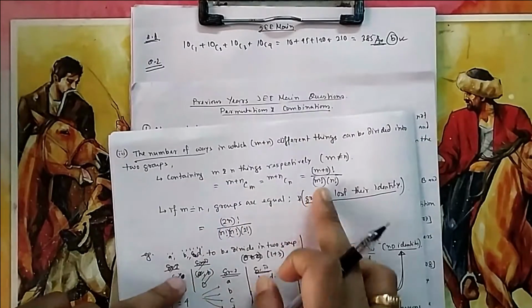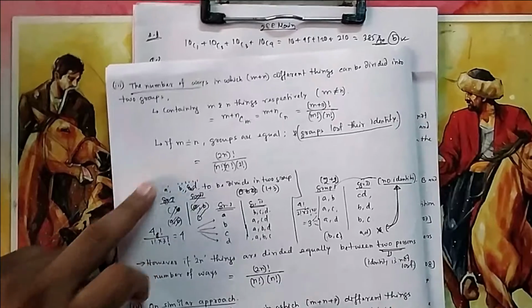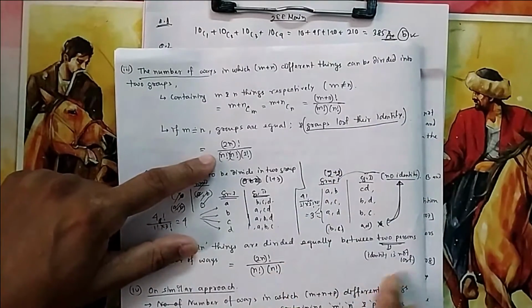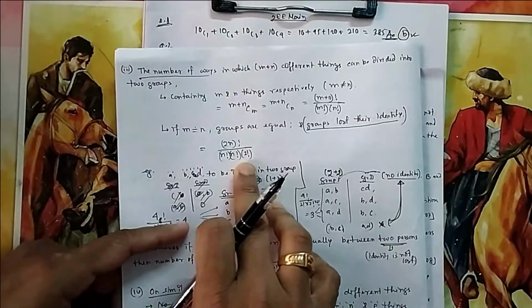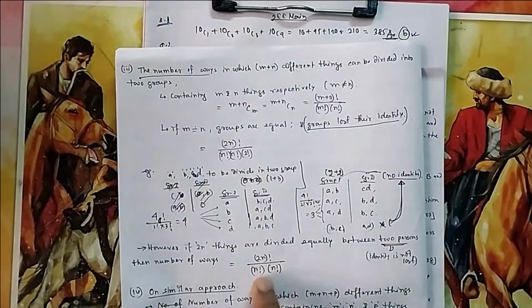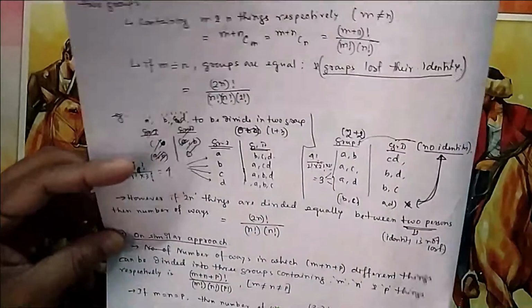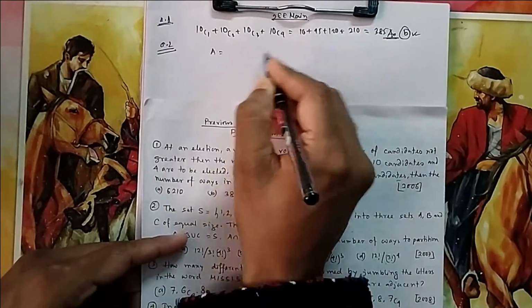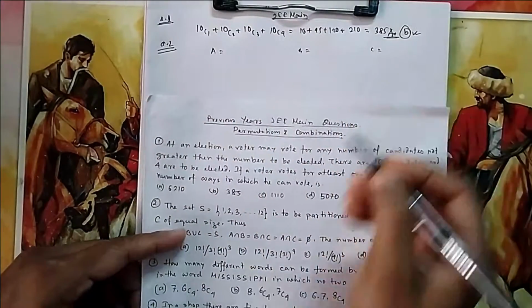The groups are divided equally, but in equal division you have to see whether the identity of the group is lost or not lost. If it is lost, then division by that factorial will come. If it is not lost, then that factorial will not come. So you can see, because you are giving names A, B, C, one set you will write at A, one you will write at B, one you will write at C.